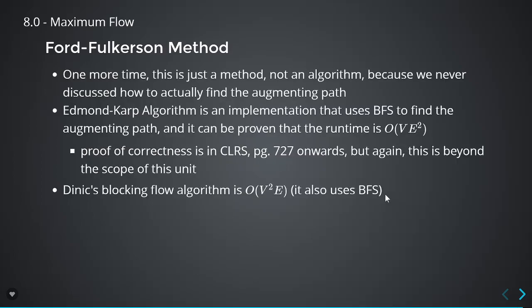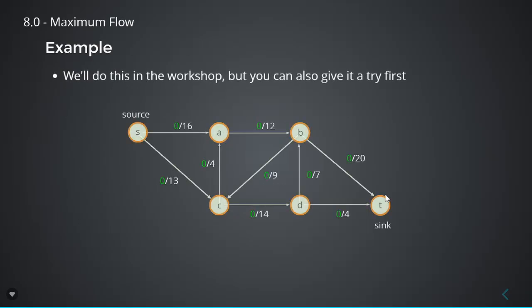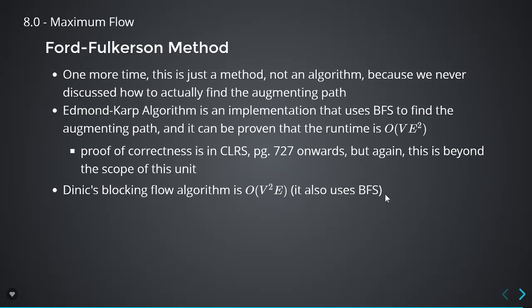Now, finally, is this the final slide? Oh, okay, second last slide. All right, just one more time. This is just a method. I mean, sorry, I called it algorithm a few times, but actually this is just a method because we didn't actually discuss how to find the augmenting path. I just tell you that the way this works is by you making the residual network and then you find an augmenting path. The reason why this is only called a method is because you can have many ways that you can implement to find the augmenting path.